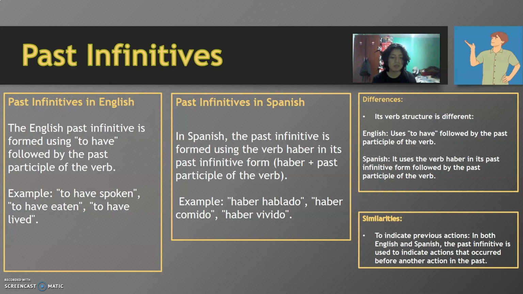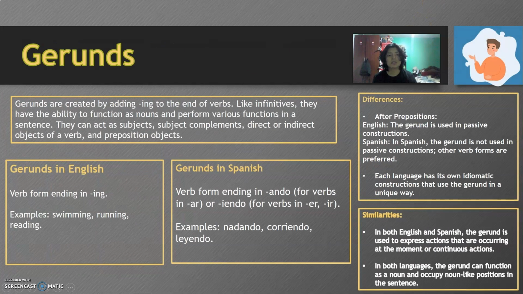And the similarity is that both indicate previous actions in English and Spanish. The past infinitive is used to indicate actions that occur before another action in the past. Okay, continue. We have the gerunds, and the gerunds are created by adding -ing to the end of verbs.